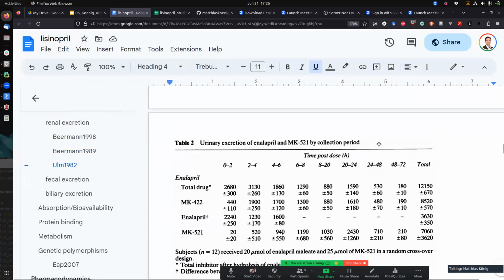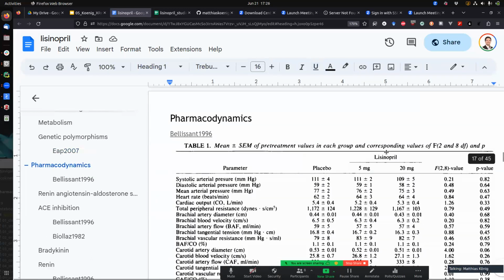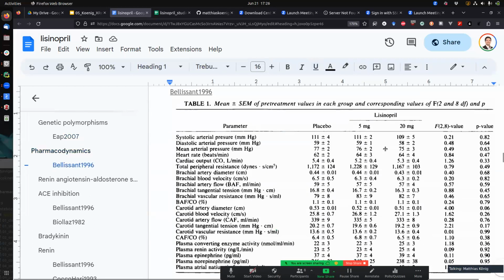Renal excretion and so on. Let's go a bit to the pharmacodynamics. Like I said before, you can have a ton of different readouts, and here's one example where they looked at how things change if I give placebo, 5 milligrams, or 20 milligrams of lisinopril. The most interesting thing is the change in systolic and diastolic blood pressure, and the mean arterial pressure, the MAP.